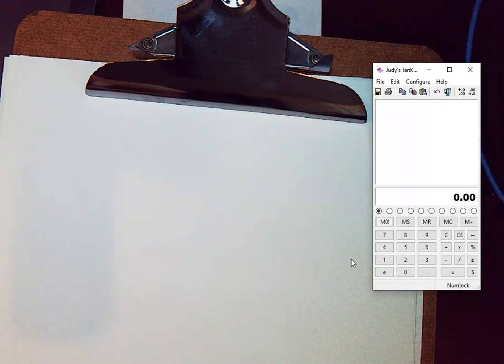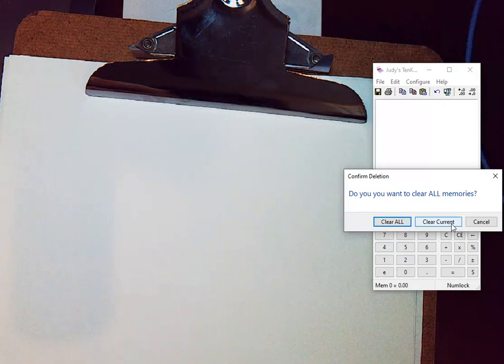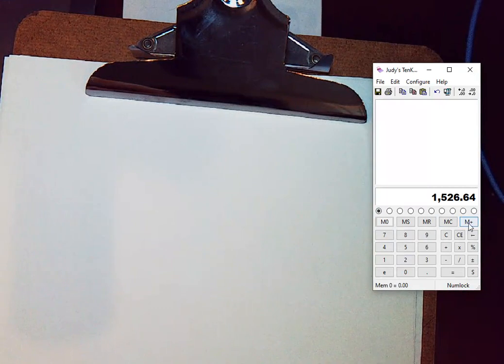So I'm not going to do all of the price times quantity. You would do your price times quantity and put all that into memory, and when you're done, your memory will be $1,526.64. So I am going to put that into memory. So I just saved the steps, and then we would recall that number.